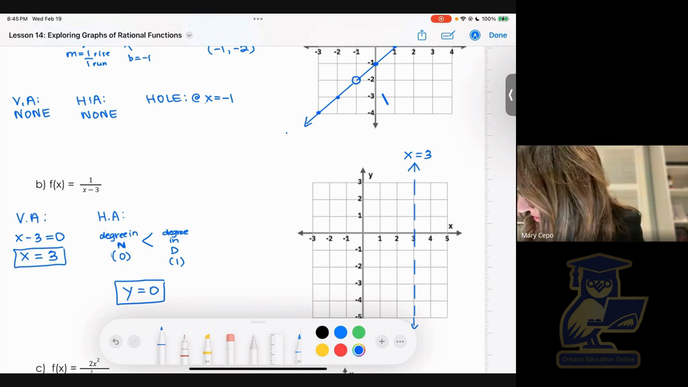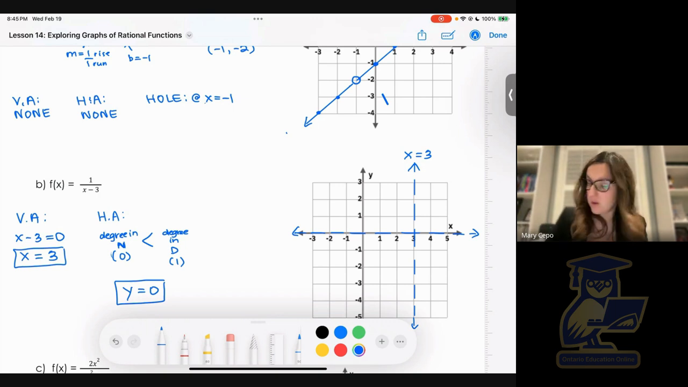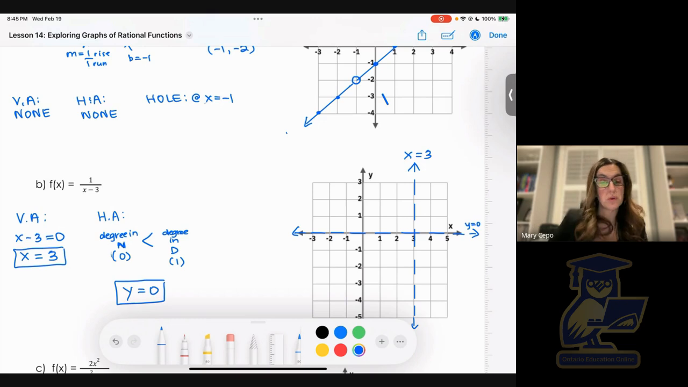That always happens when the degree in the numerator is less than the degree in the denominator. So we can draw ourselves a horizontal asymptote at y equals 0. And don't forget to label that asymptote. Okay, and we just want a quick sketch.